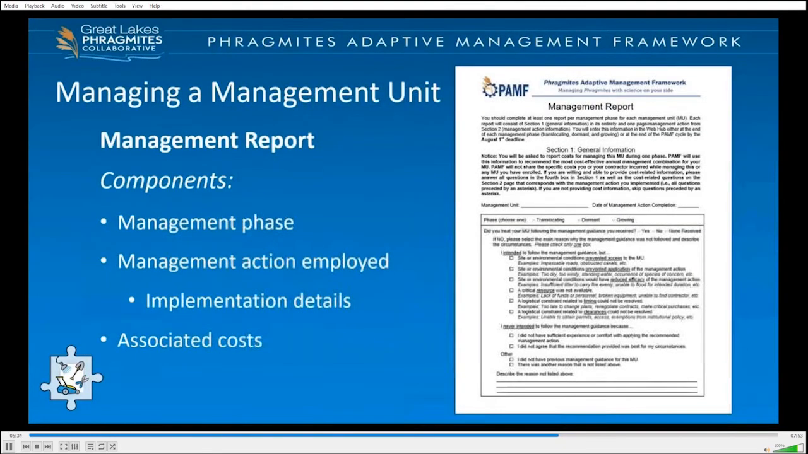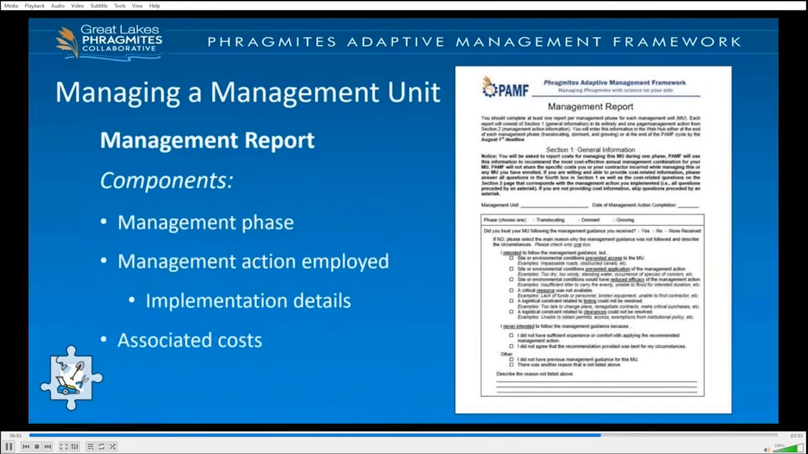You will need to submit at least 1 management report for each phase, translocating, dormant, and growing, even if you let your management unit rest. The management reports are filled out and submitted on the PAMF Web Hub and ask questions like what management action you implemented, what technique you used when implementing it, and the cost you incurred. The questions are meant to give us enough information to evaluate each management action without it becoming a huge time burden for you.